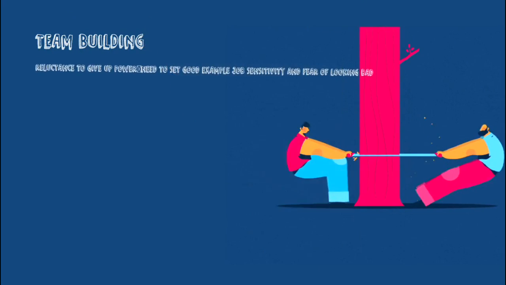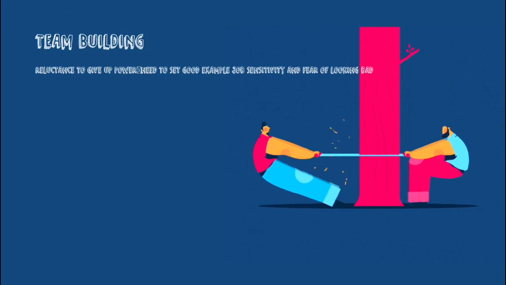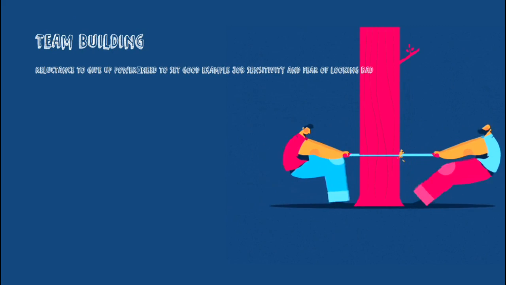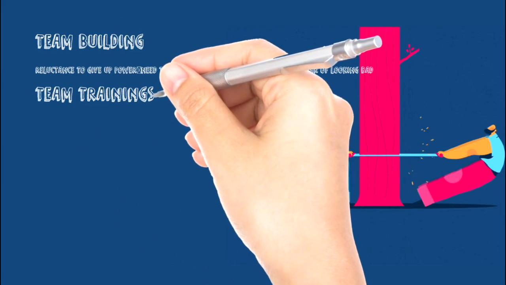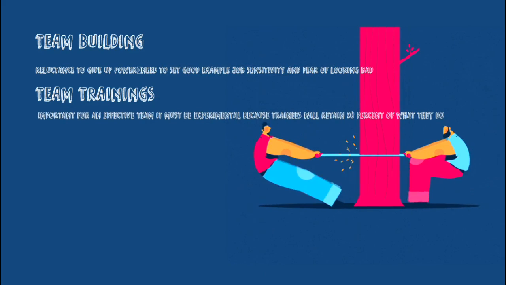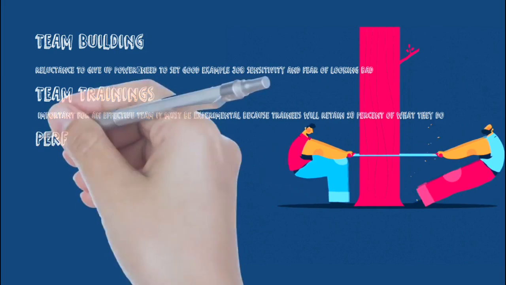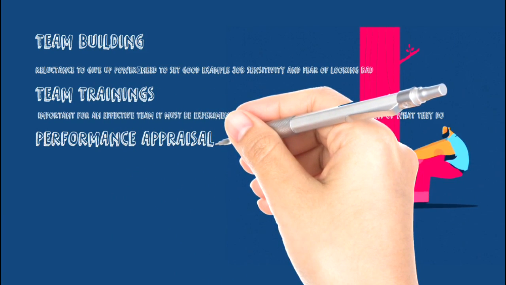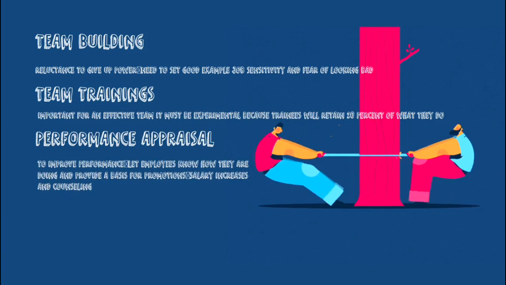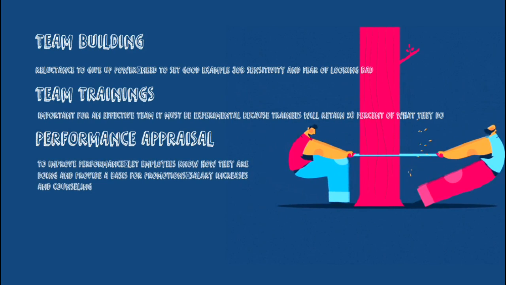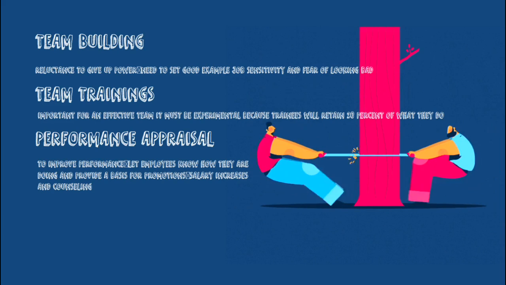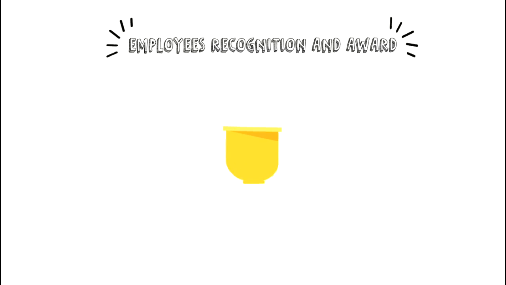Team building. Common reasons why supervisors do not support empowering teams are reluctance to give up power, need to set a good example, job sensitivity, and fear of looking bad. Team training is important for an effective team. It must be experiential because trainees will retain 20% of what they do. Performance appraisal: to improve performance, let employees know how they are doing and provide a basis for promotions, salary increases, and counseling.